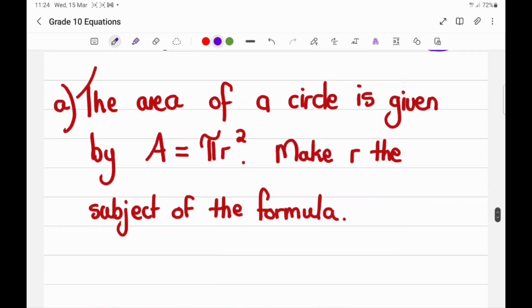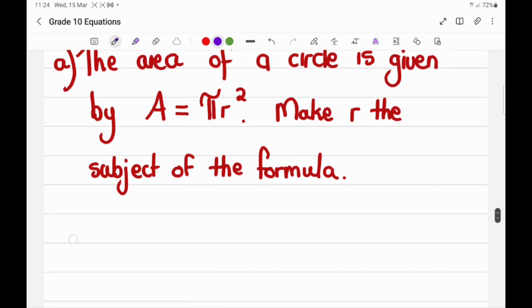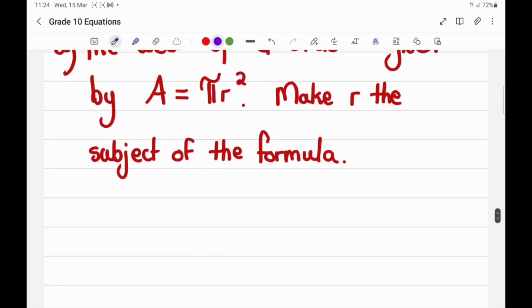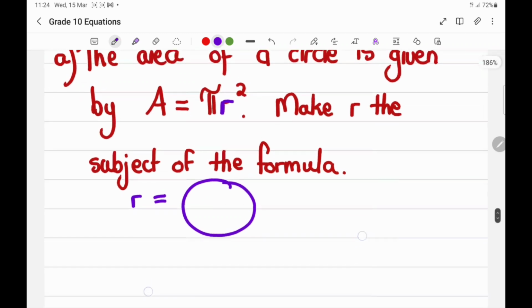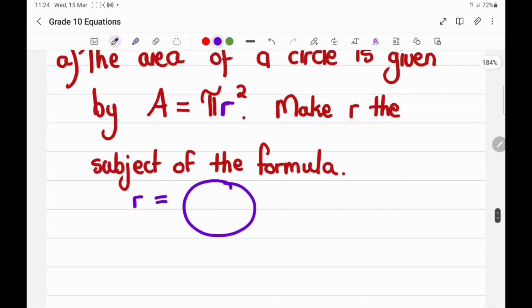All right, so over here it says the area of a circle is given by A is equal to pi r squared. Make r the subject of the formula. So in actual fact, we want to have r at the end is equal to whatever on the other side. So we want to manipulate this whole thing so that we get r alone. Okay, so let's start with that.